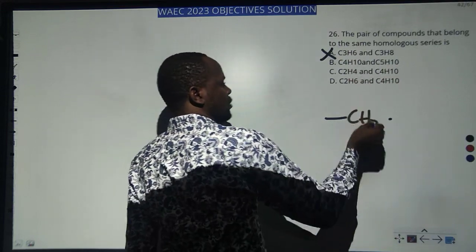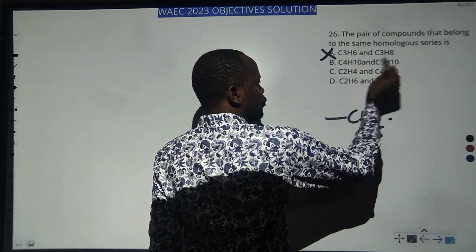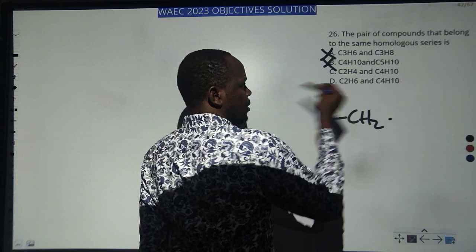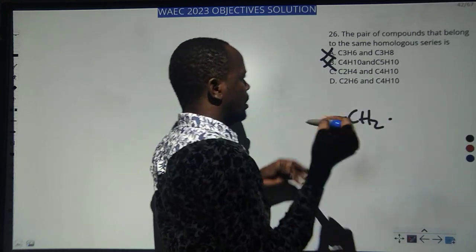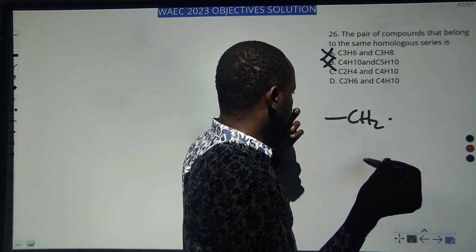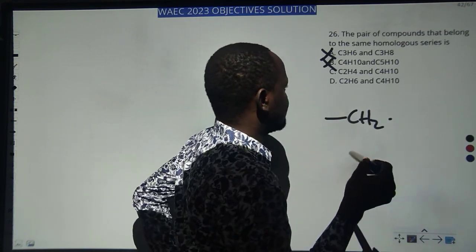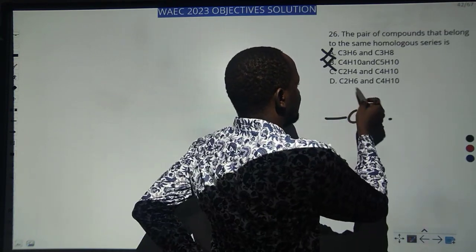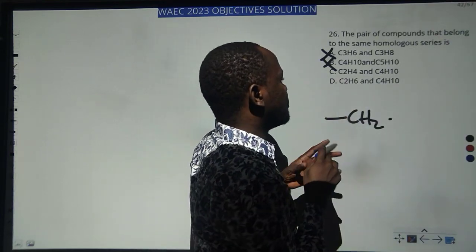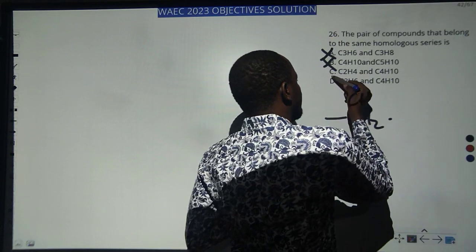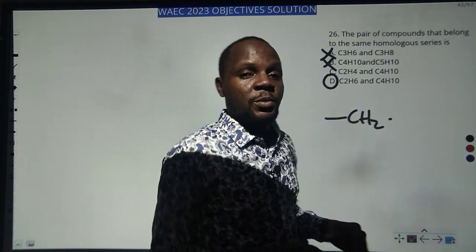If you add CH2, it's C5H12. So it does not make sense. Look at this. If you add this to this, it does not make sense. So let's see. C2H4, that is C3H6. And if you have C, then this guy, oh wow, I love the way this question was set. They want to test your idea. This is the answer. This guy and this guy are in the same homologous series.